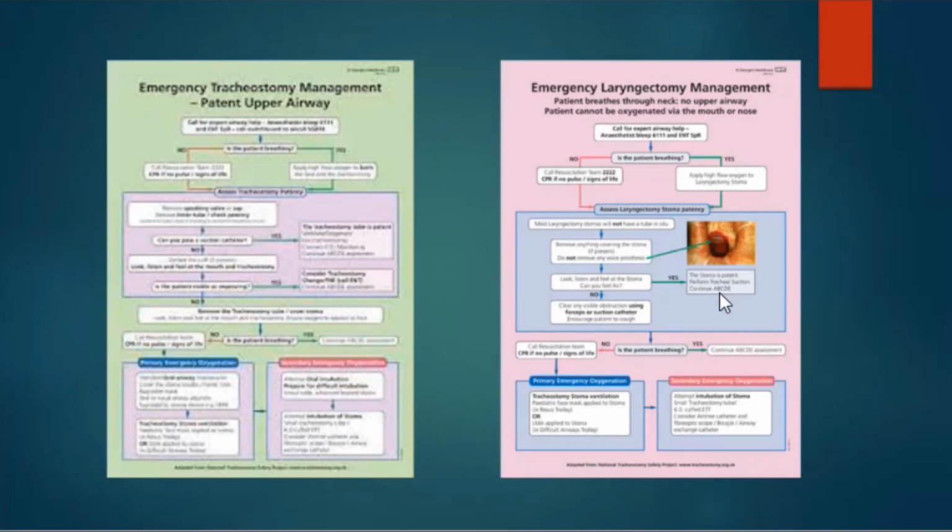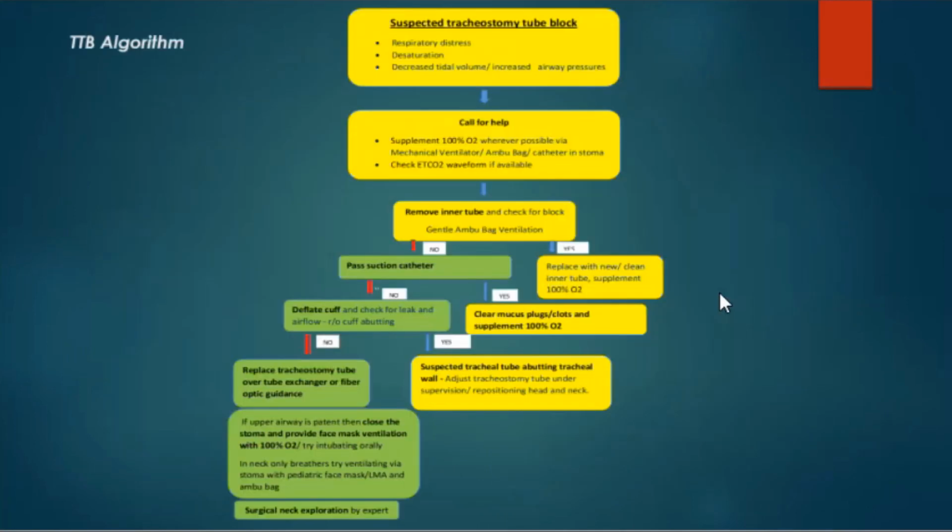This again is by St. George University. So based on all these algorithms, in our hospital, we devised this algorithm, the key points being the same as in a few of the algorithms which we saw before. So in the coming slides, I'll be walking you through the steps we need to follow in case of a suspected tracheostomy tube block or false track, and we'll know what to do.